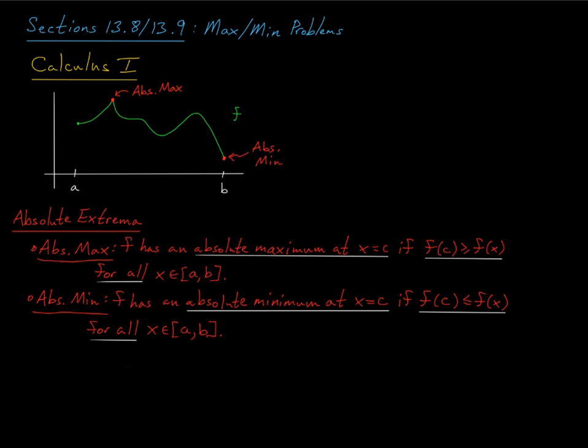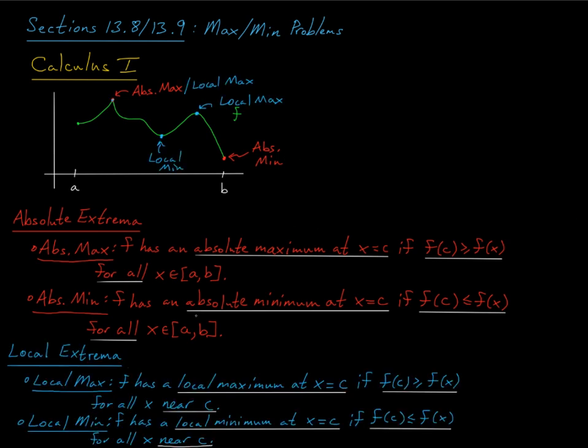Now a similar but slightly different notion is what we refer to as local extrema. So what's a local max of a function? Well, we say that f has a local maximum at a point x equals c if f of c is greater than or equal to f of x, but now notice, I don't say for all x over the interval a, b, I just say for all x near c.